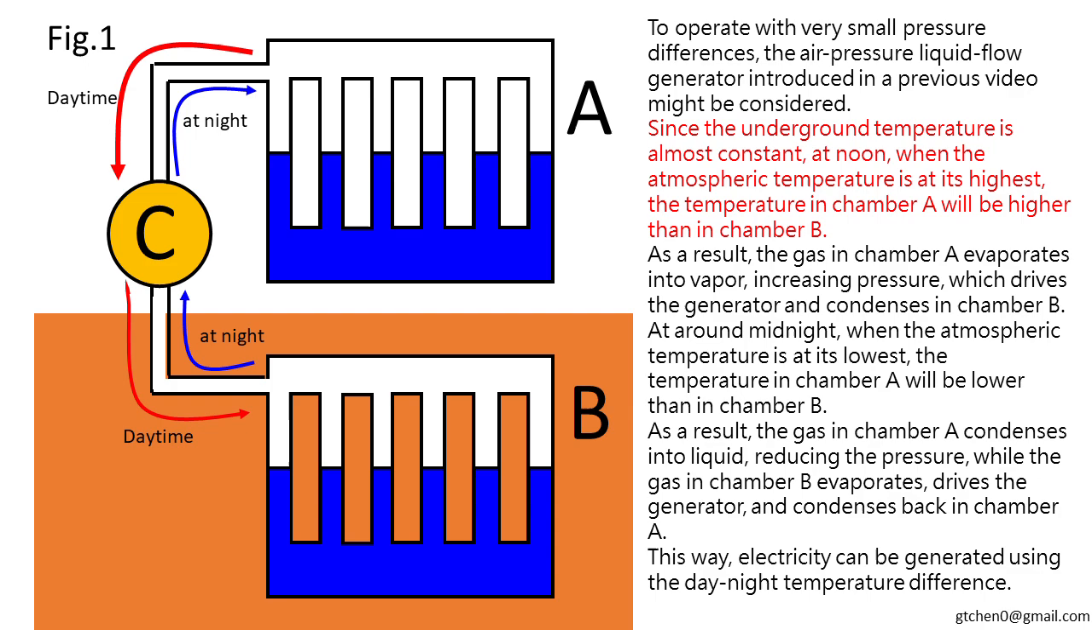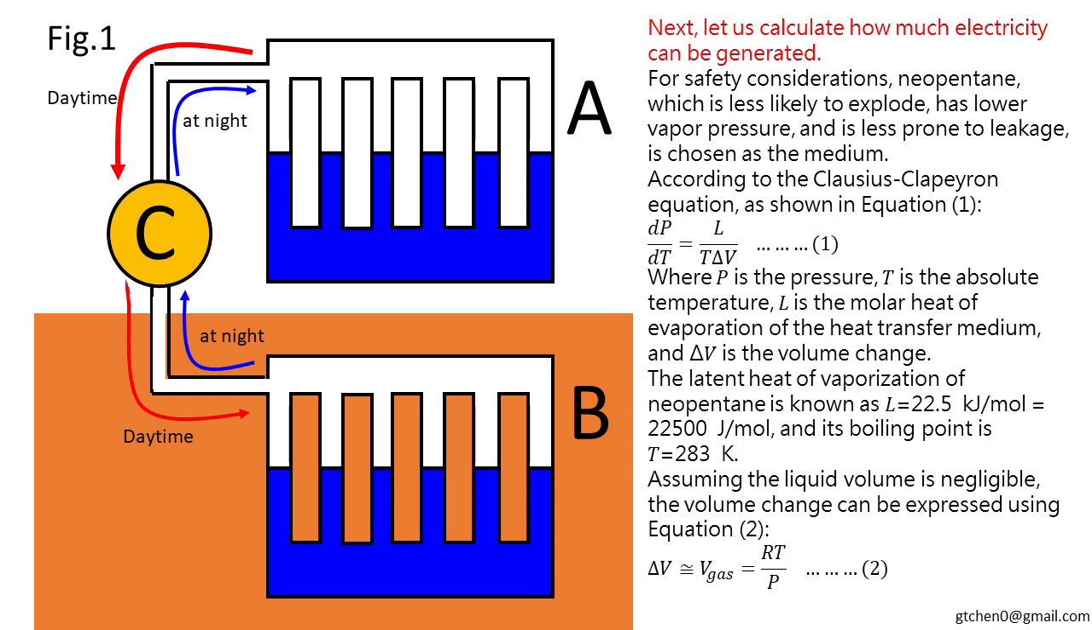considered. Since the underground temperature is almost constant, at noon, when the atmospheric temperature is at its highest, the temperature in chamber A will be higher than in chamber B. As a result, the gas in chamber A evaporates into vapor, increasing pressure, which drives the generator and condenses in chamber B. At around midnight, when the atmospheric temperature is at its lowest, the temperature in chamber A will be lower than in chamber B. As a result, the gas in chamber A condenses into liquid, reducing the pressure, while the gas in chamber B evaporates, drives the generator, and condenses back in chamber A. This way, electricity can be generated using the day-night temperature difference.